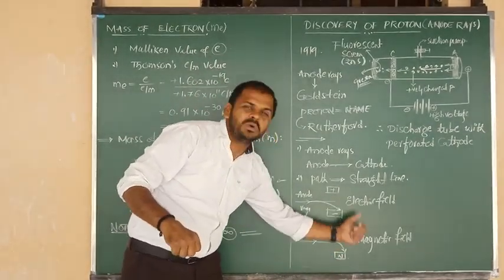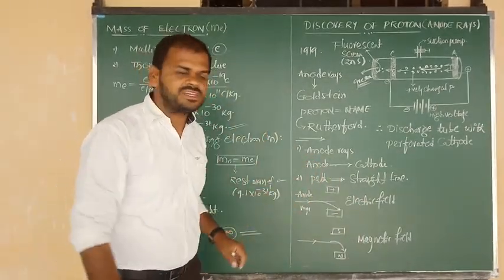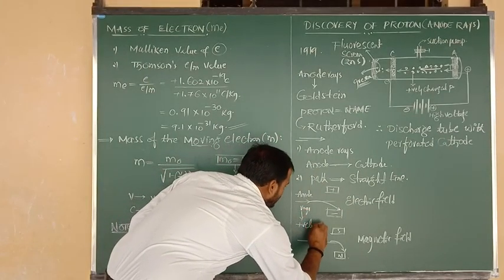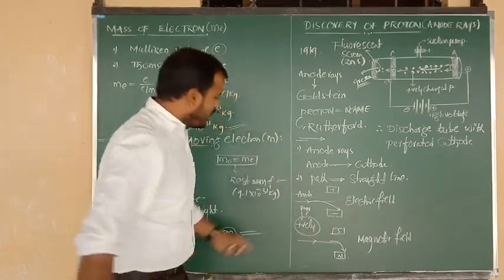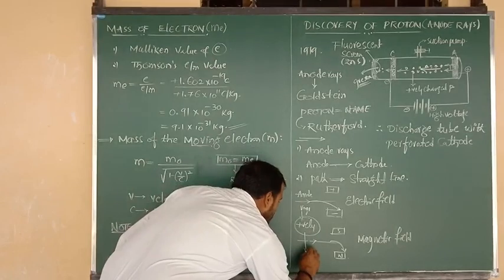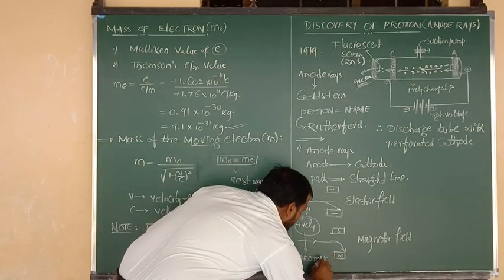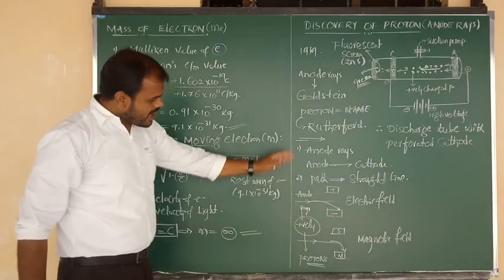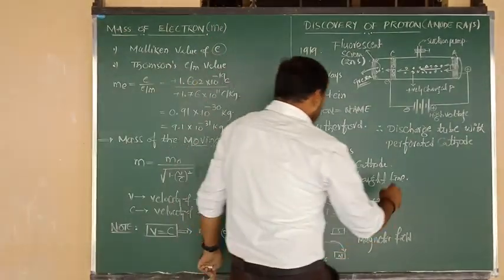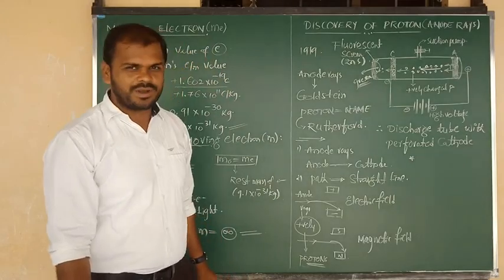So based on these two mechanisms, we can clearly say that anode ray contains positively charged particles. Such positively charged particles are known as protons. I hope you understand this story clearly. Very good. Next, I am going to discuss another property of anode rays.